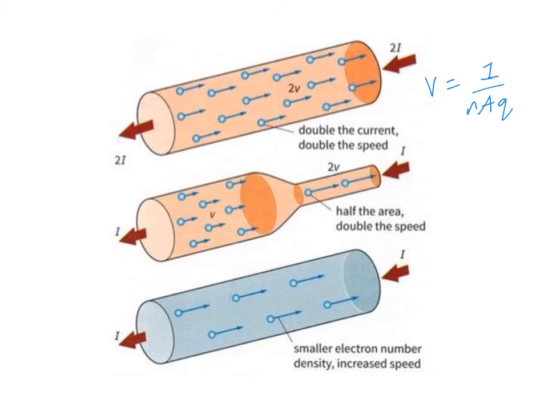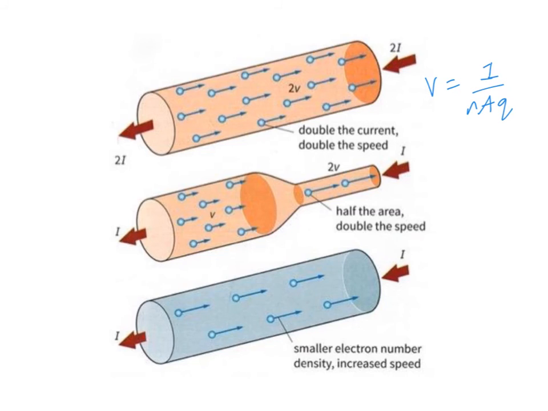Now, what they're trying to say here is, provided everything else is constant, that means using the same conductor, same area and all those, when you double the current, the speed must be doubled. So whenever the current is doubled, that means we are assuming that the charge is flowing at twice the speed.